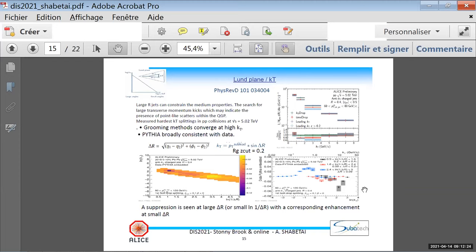We compare several grooming algorithms called dynamical grooming, and you can see that they all converge at higher values of kT, and they are quite well reproduced with Monte Carlos. I will let you read the motivation, which I skip to be a bit faster, on the top of the slide.